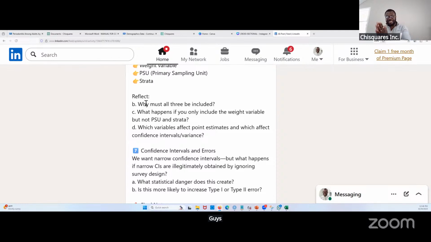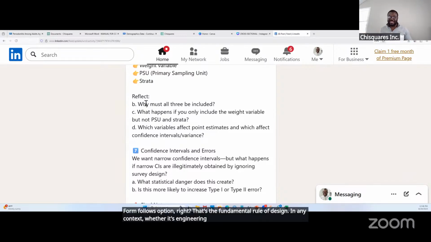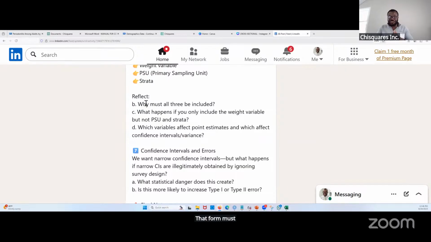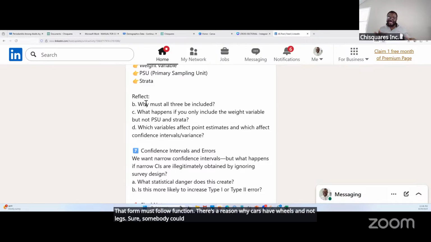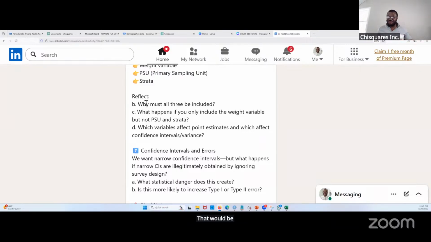So the sampling method drives the methodology, right? Form follows function, right? That's the fundamental rule of design in any context, whether it's engineering or study design, that form must follow function. There's a reason why cars have wheels and not legs. Sure, somebody could create a car that has legs, but that would be an awfully slow car, right? So the function of anything drives how it looks.